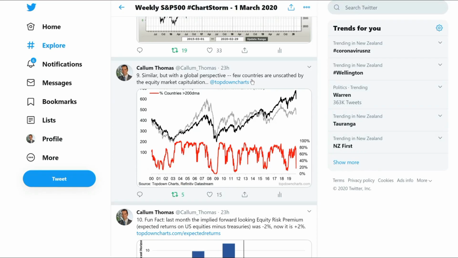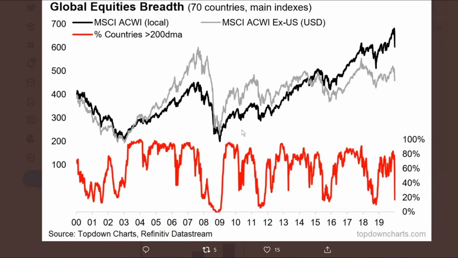Similar, but with a global perspective, few countries are unscathed by the global equity market capitulation. So we've got here global equities breadth. What I've done with this indicator is take the main benchmark of 70 countries and apply the same methodology: the percentage of countries that are trading above their own 200-day moving average. And you can see there that it collapsed from fairly strong levels. If you don't get a bear market, you can see in 2015-16, and again in late 2018, this indicator actually worked as a pretty good buying indicator when it got completely washed out.